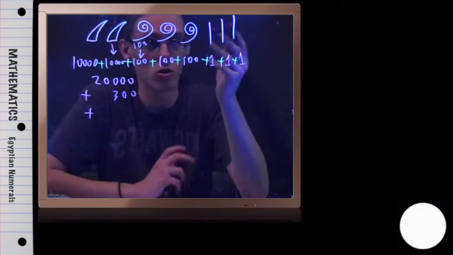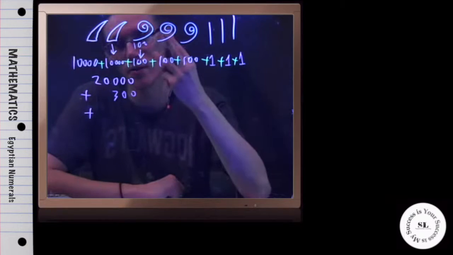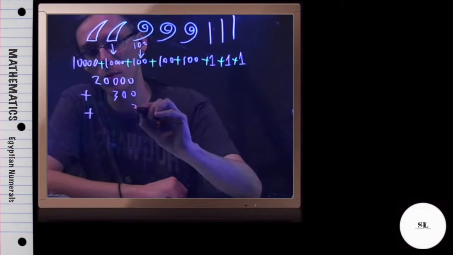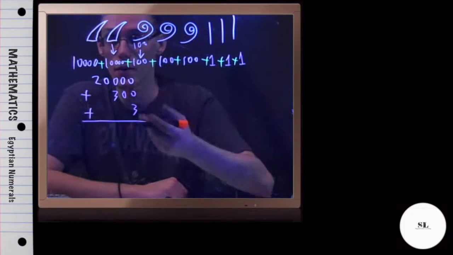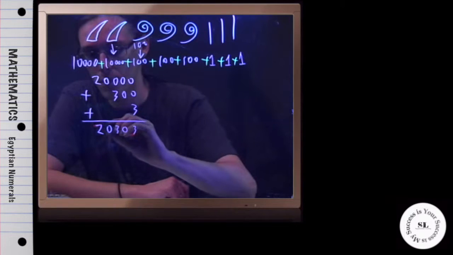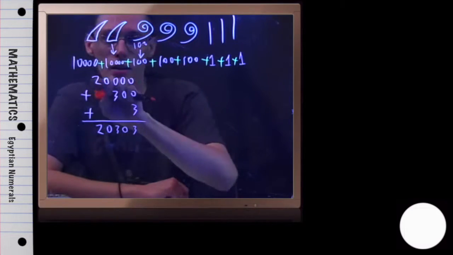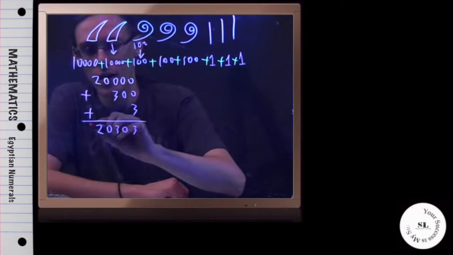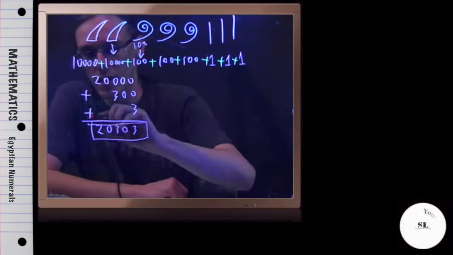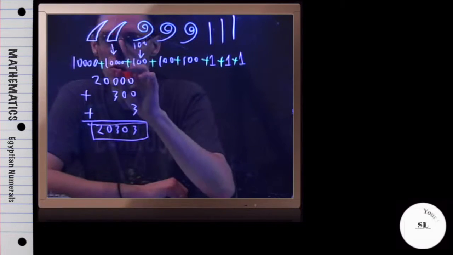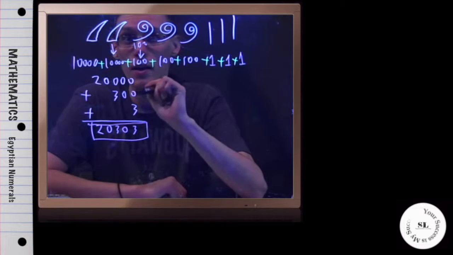Plus, well, this is just 1. How many 1s are there? 3. I think we're used to looking at that and immediately thinking 3 anyway. So we'll put the 3 right there. And now I just add it. 2, 0, 3, 0, 3. And so this right here, pointy finger, spiral, spiral, spiral, slash, slash, slash, is the way that the Egyptians would write 20,303.